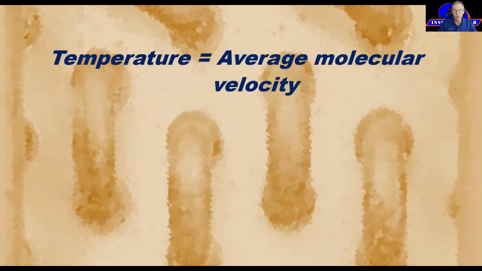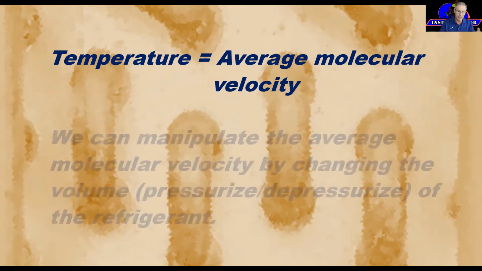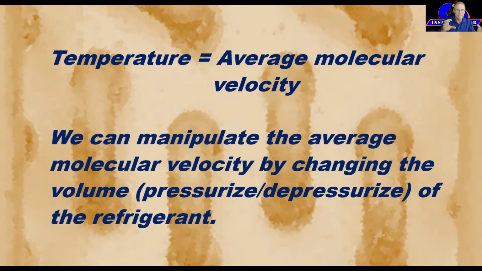The technical explanation for temperature is just the molecular velocity, okay? The faster the molecules are moving, the more they rub, and hence the temperature increases. So we can manipulate the molecular velocity, or the temperature, by changing the volume. We change the volume by pressurizing or depressurizing, right? We have the pressure increaser and the pressure dropper. That's all we're going to do to this refrigerant in this cycle: increase the pressure, decrease the pressure, manipulating the temperature, which is the speed of the molecules.